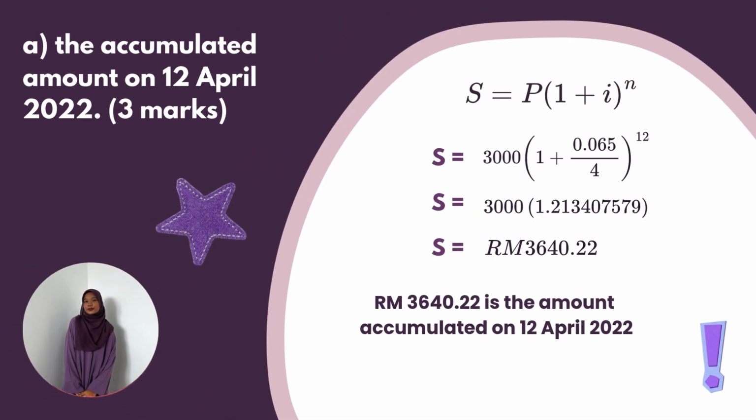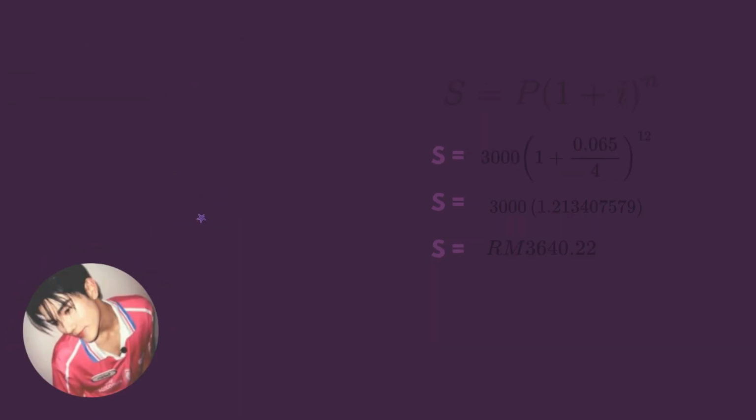So here we use the formula S equals P times the quantity 1 plus i to the power of n. We put all the data stated in the question into the formula, where P is 3000, i is 0.065 over 4, and n is 12. We calculate it and we will get 3,640 ringgit and 22 cents as the accumulated amount on 12 April 2022.